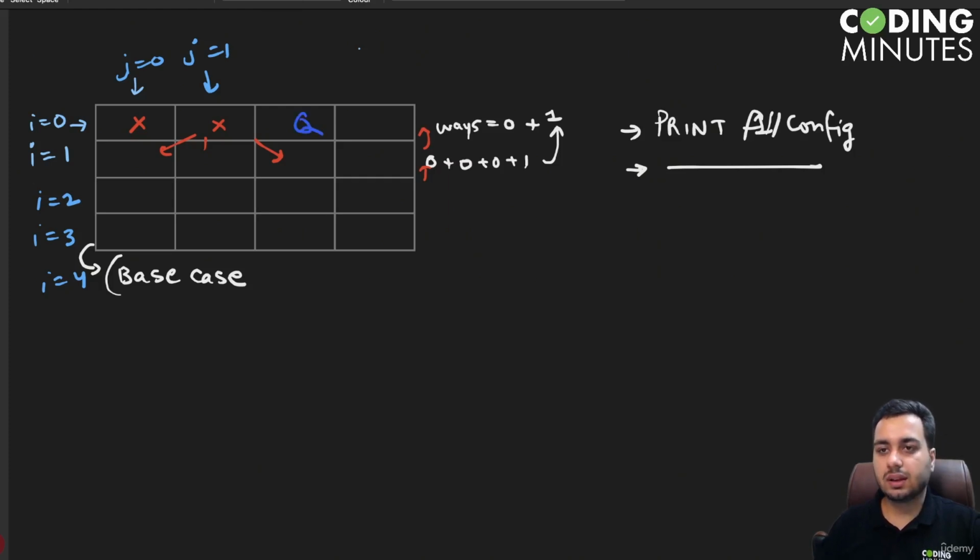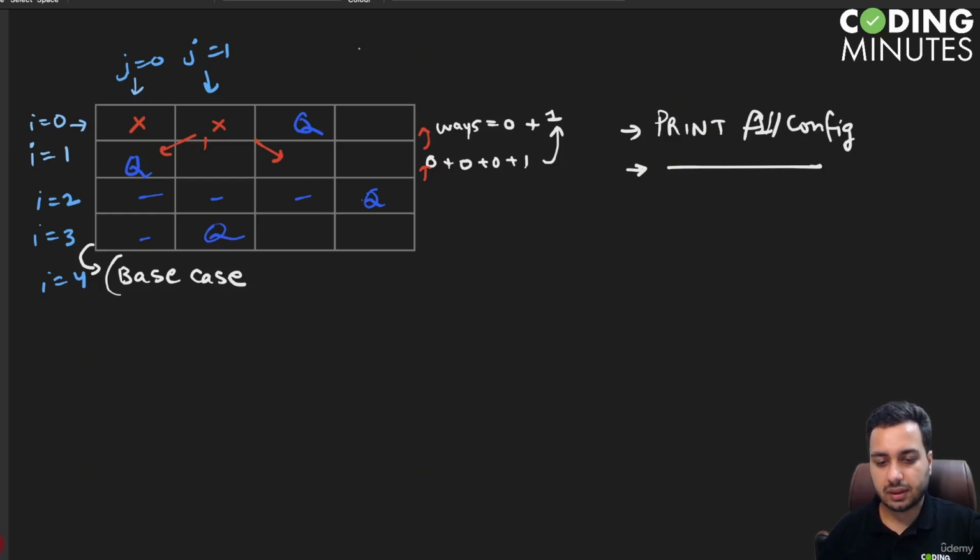So if we place a queen here, can we do something? The answer is, can we place one here? Yes. Let's go to the next row. Can we do something here? The answer is yes. Let's go to the next row. Can we place a queen here? The answer is yes. So we found another configuration.